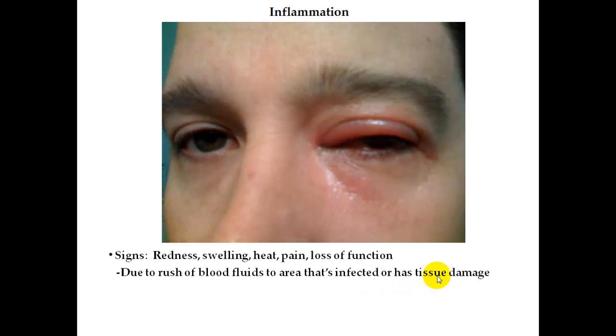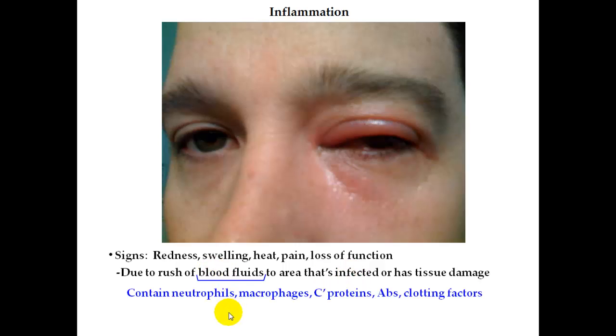And the reason why, again, it's useful to have blood fluids rush to an area if it's infected, for example, is because these blood fluids contain a bunch of different things that can fight off that infection. So, for example, some stuff that you'll find in these blood fluids include neutrophils, macrophages, complement proteins, antibodies, and also clotting factors to help the wound heal if it's tissue damage that's causing the inflammation.